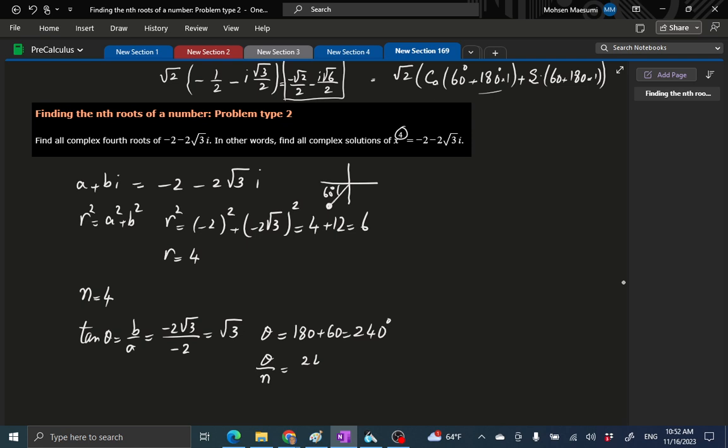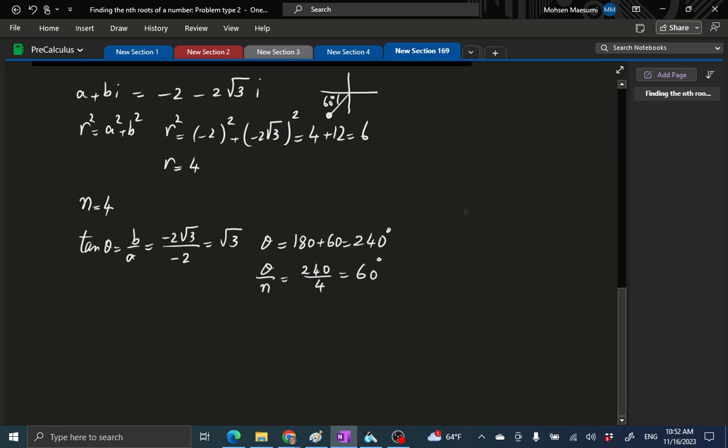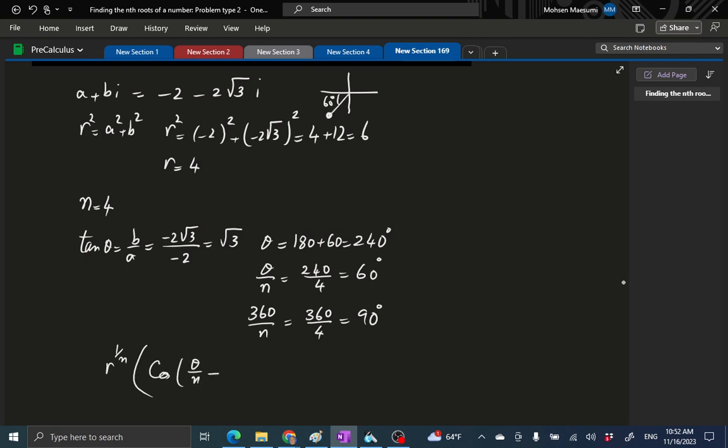Okay, now what is theta over n? Theta over n is 240 divided by 4. That is 60 degrees, another friendly angle. What is 360 divided by n? That is 360 divided by 4. That's the degree by which we turn to go from one vertex to another vertex. Now what's our solution? Our solution is r to the power of 1 over n times cosine of theta over n plus k times 360 over n, and i times the sine of the same angle.